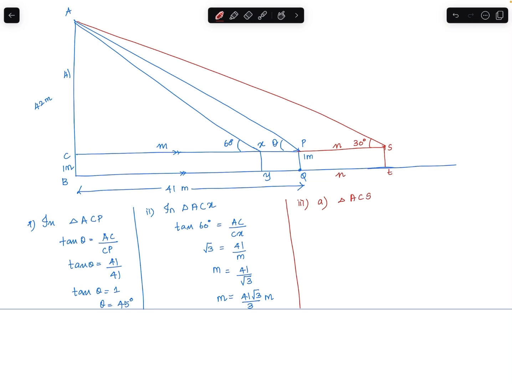Now we will work the triangle ACS. Tan 30 is equal to AC upon CS. AC is 41, CS is CP plus PS. 1 upon root 3, which is equal to 41 upon, CP is 41, so 41 plus N. 41 plus N is equal to 41 root 3. N is 41 root 3 minus 41. N is 41 times root 3 minus 1.